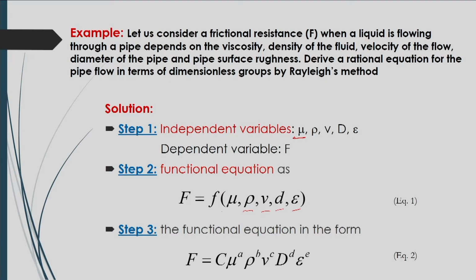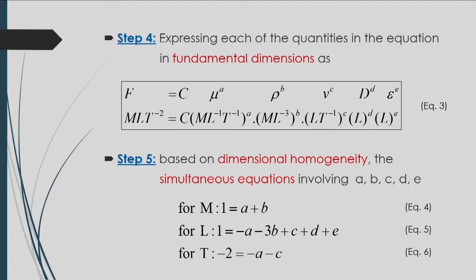Now, the next step is to write the functional equation in the form F equals C mu to the power A, rho to the power B, V to the power C, d to the power D and epsilon to the power E. As per the steps I described earlier, accordingly you have to express this. After that, you have to express each of the quantities in the equation in fundamental dimensions. Like this, F equals C into mu to the power A, rho to the power B, V to the power C, d to the power D and epsilon to the power E.